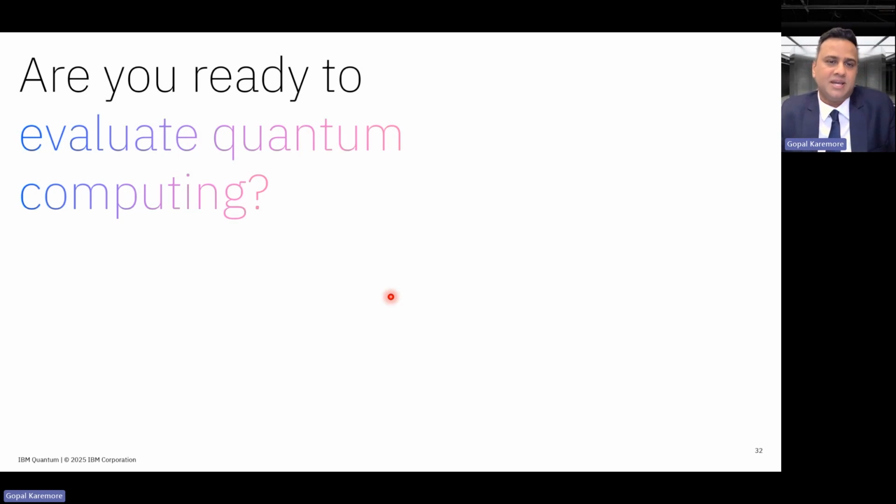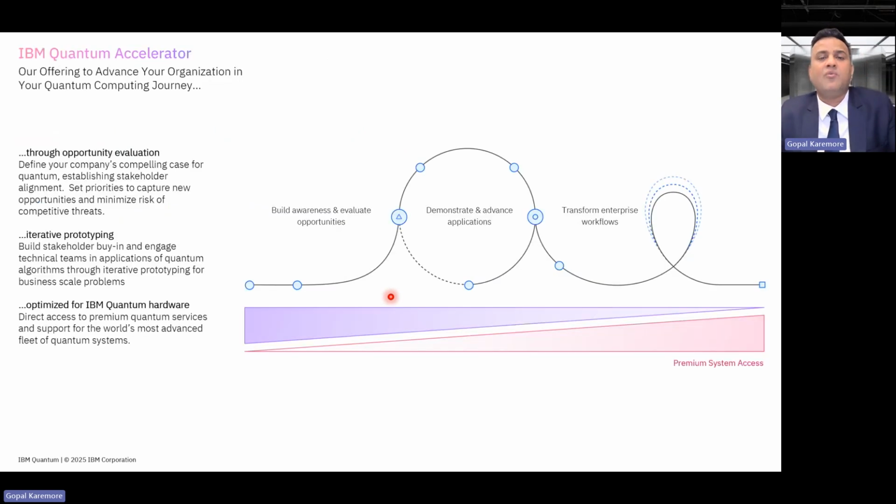But if you're an enterprise client, in an enterprise industry, and you want to start your quantum journey, one of the offerings that we have is a 9-month offering, the Quantum Accelerator. What we do is help you evaluate your opportunity, meaning we will help you formulate your problem. We will do feasibility testing.